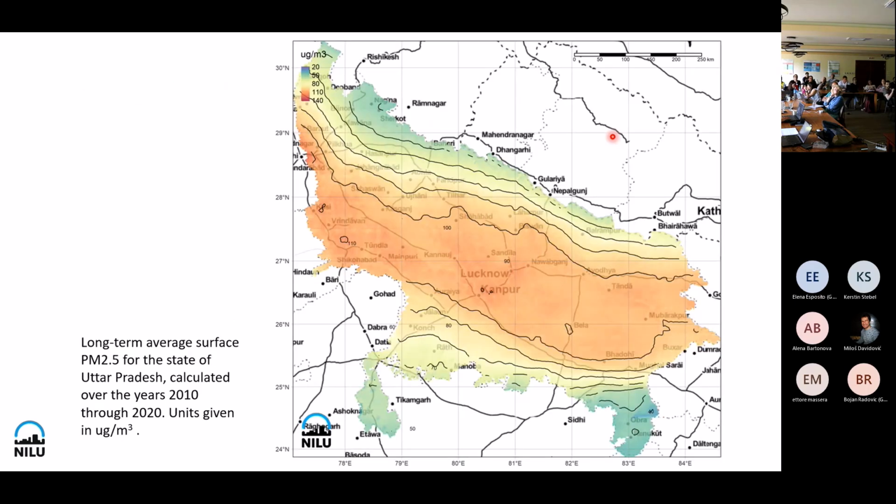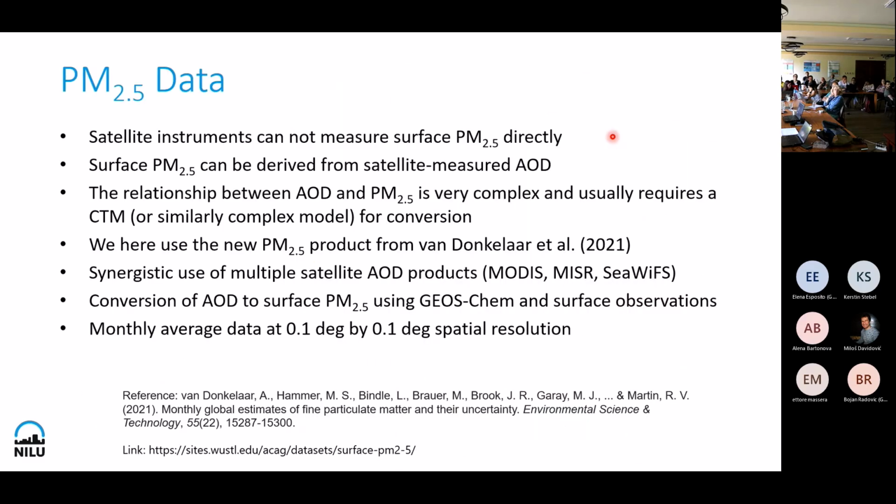Basically, we used an existing product from a NASA group led by Aaron Van Donkelaar. They combine several AOD products: AOD from MODIS, MISR, and SeaWiFS. These are all different instruments. They combine all of this together, weighting the uncertainties from the different instruments, and then convert this AOD to surface PM2.5. They use model information from GEOS-Chem for this, and they also use surface observations. So they really use all kinds of information jointly to get the best possible product.